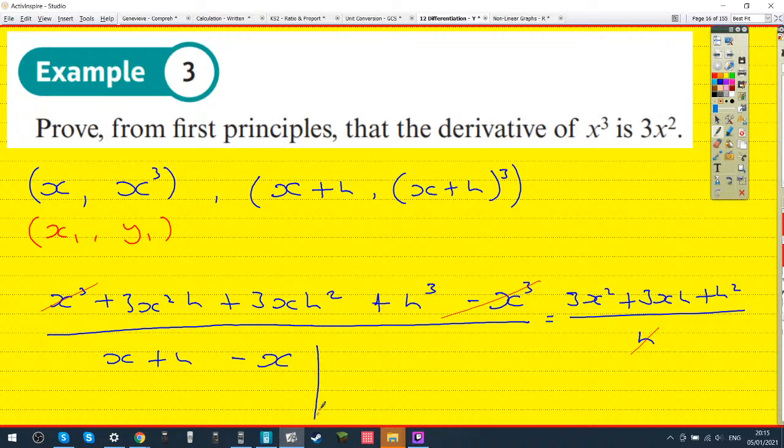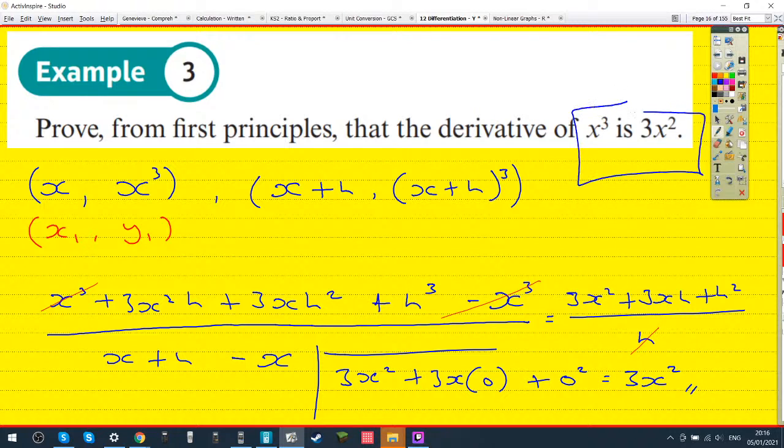As h tends towards 0, so let's say h becomes 0, what are you left with? If you substitute 0 for h. H becomes 0? Oh, 3x squared plus just 3x squared. 3x squared. And there we have proven that the derivative of x cubed is 3x squared.